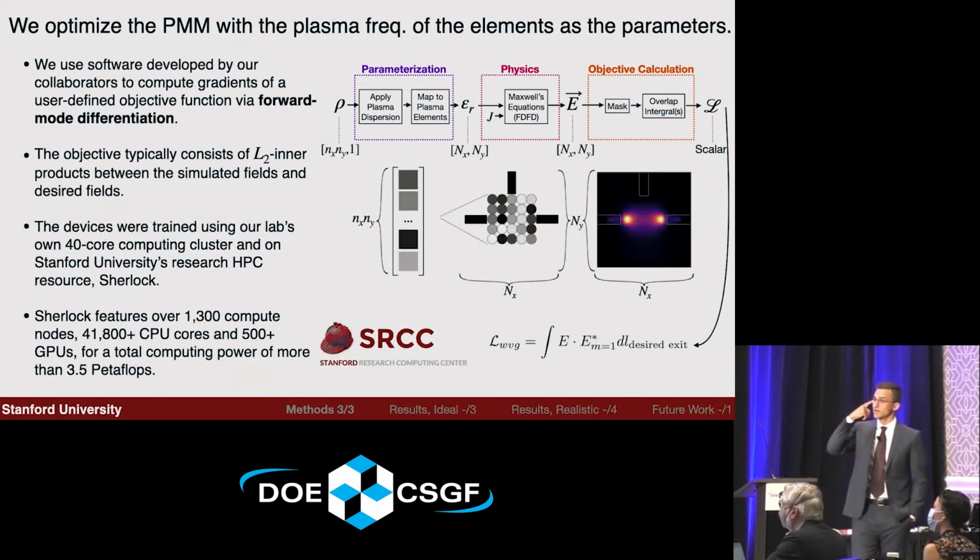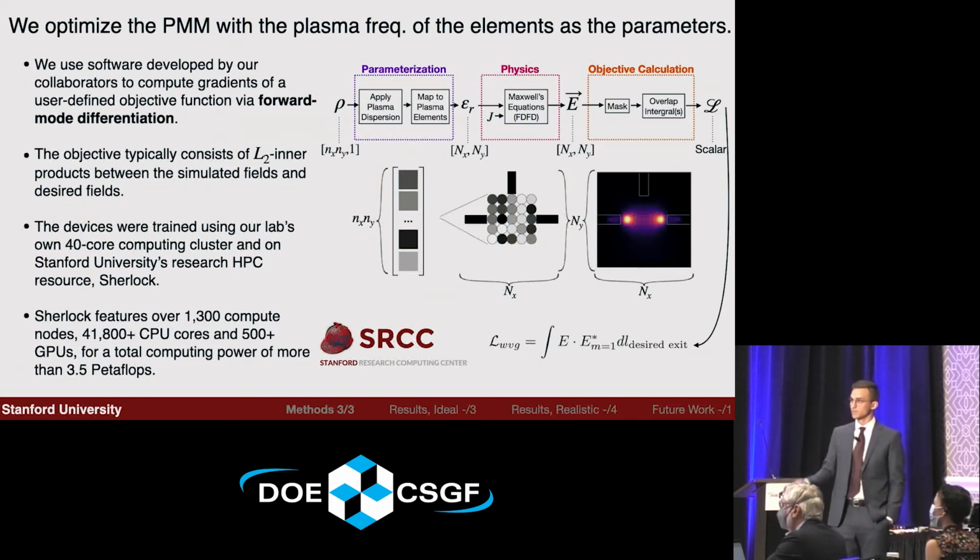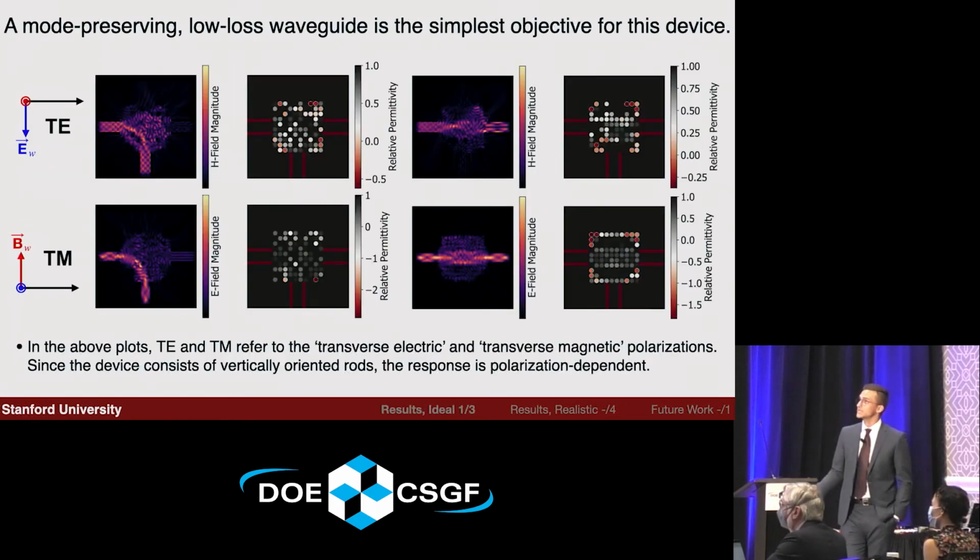And we train our devices using our lab's own computing cluster and on Stanford University's own HPC research resource, Sherlock, which is a pretty nice resource to have. It has a total computing power over 3.5 petaflops, which puts it in the top 500, which is nice to have, as I said. So here are some of the results.